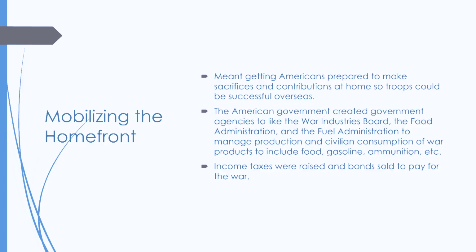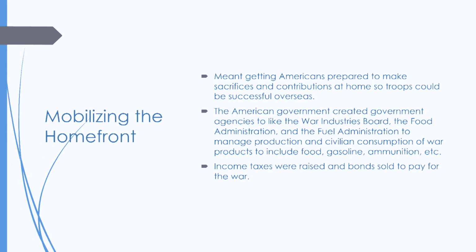It meant getting Americans prepared to make sacrifices and contributions at home so troops could be successful overseas. In other words, the expectation was that the patriotic thing to do was for American citizens to do without, so the soldiers could have. The American government created government agencies like the War Industries Board, the Food Administration, and the Fuel Administration to manage production and civilian consumption of war products to include food, gasoline, ammunition, etc. In other words, rationing. So we made sure that people at home did without, so that soldiers overseas who were fighting didn't have to do without.